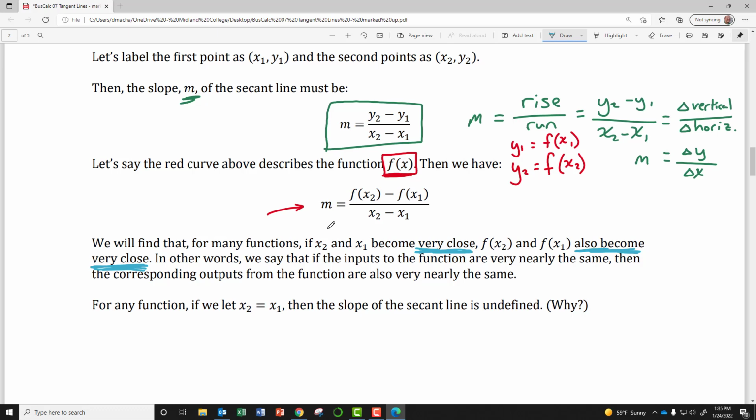And you'll notice that for any function, if we let the x values for those 2 points of our secant line be the same, so I set x2 equals x1, we're going to find that the slope of the secant line will be undefined. I'll let you think about why for just a second. Algebraically, if you're looking at this formula for the slope of the secant line, notice that in the denominator we're dividing by x2 minus x1. And so if these are the same value, that would make my denominator 0. And since we can't divide by 0, that leads to the slope being undefined.